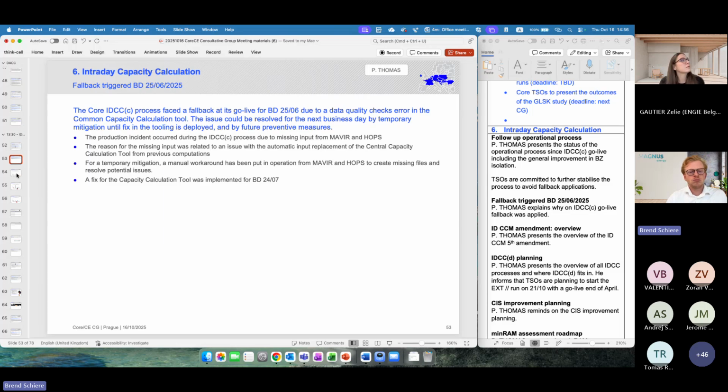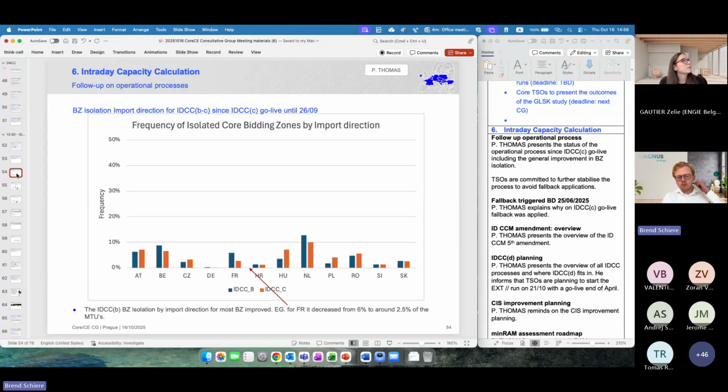On the next slide, there are some KPIs about bidding zone isolation. I think that is quite a huge topic of IDCC because of the current situation that the bidding zone is not able to import and export. To monitor this, we have created these KPIs. You can see here now the comparison between IDCC and IDCC.